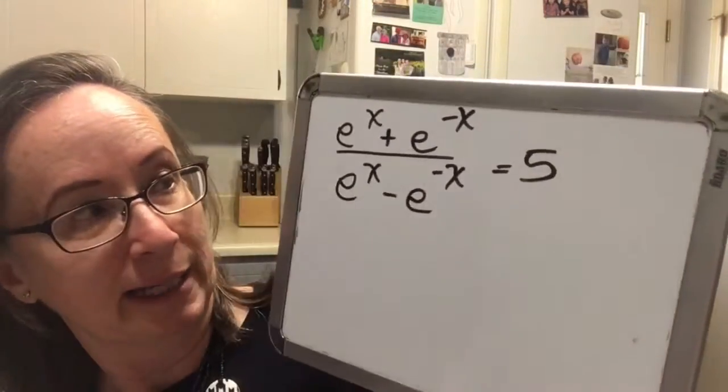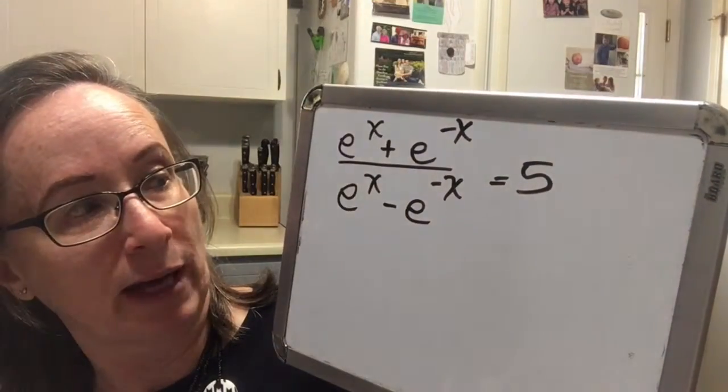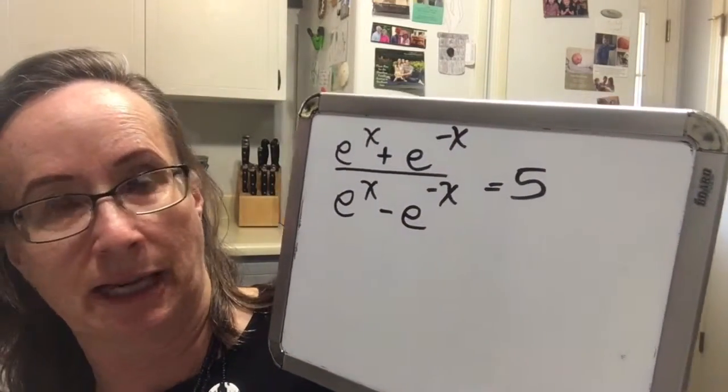Now the next one is also a calculator problem. Okay, so here we are. We've got e to the x plus e to the negative x divided by e to the x minus e to the negative x.